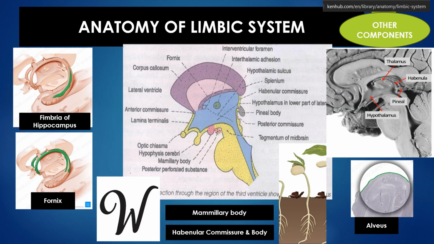Then there are other components. We'll go one by one actually. So we earlier saw the hippocampus, which was this green color structure. From the hippocampus, what we see going outside is the fimbriae of the hippocampus, which ends in the fornix. So here we are able to see this is the fornix, which goes and ends in the mammillary body. Okay, so fimbriae of hippocampus and fornix. All the three structures are closely related.